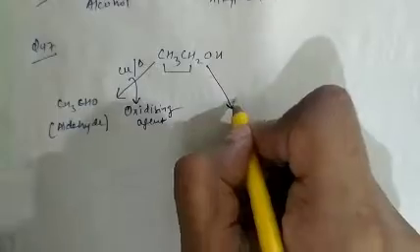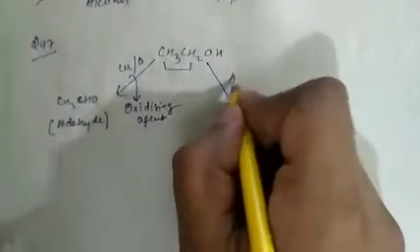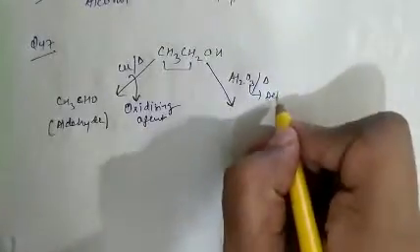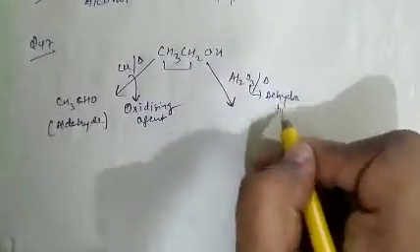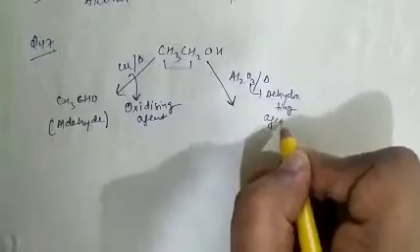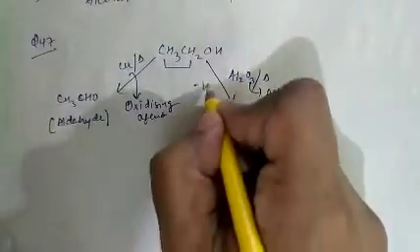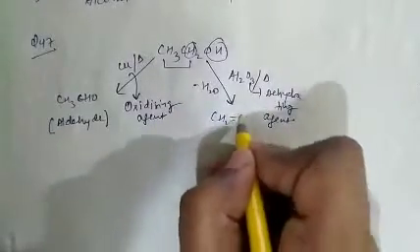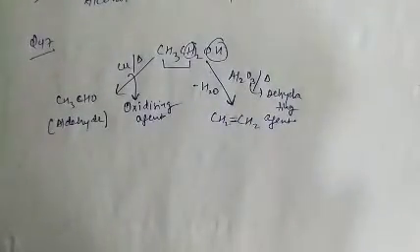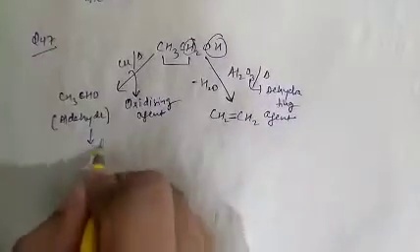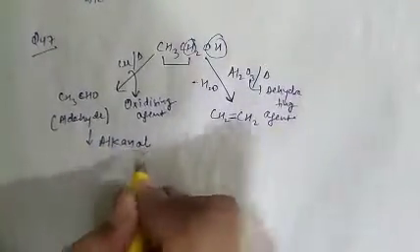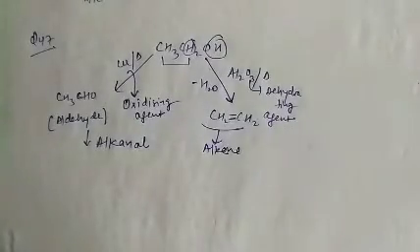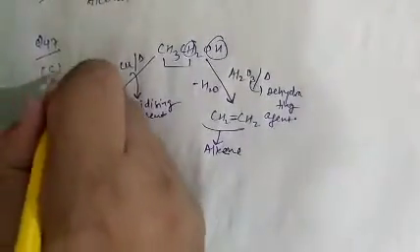Now when alcohol reacts with Al2O3 and heat, as this is a dehydrating agent, dehydrating means removal of water, so water will remove OH from this position and H from this position, so it will form alkene. So products are aldehyde, which is alkanal, and this is alkene. So these two products are formed. So question number 47, option C is correct.